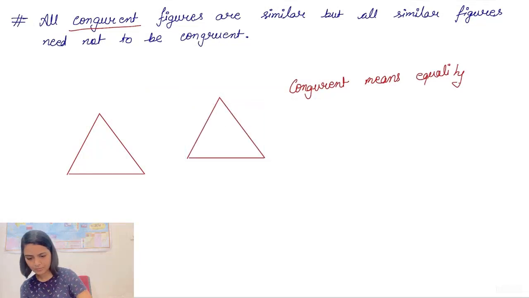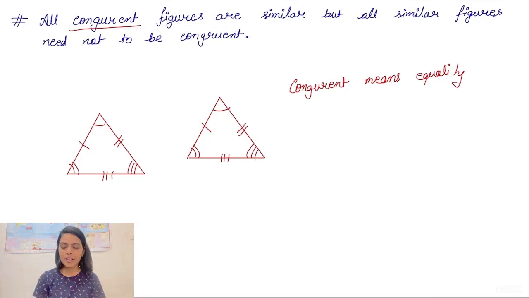Okay, now these two triangles are congruent. Why? Because this side is equal to this side, this side is equal to this side, and this side is equal to this side. And this angle is equal to this angle, this angle is equal to this angle, and third, this angle is equal to this angle. So we can say that these two triangles are congruent.